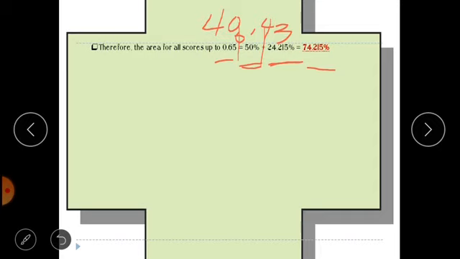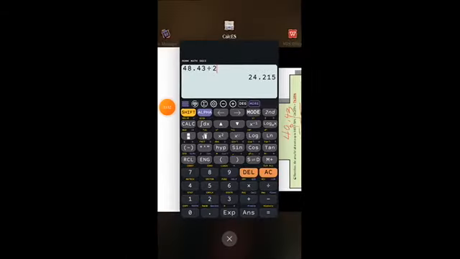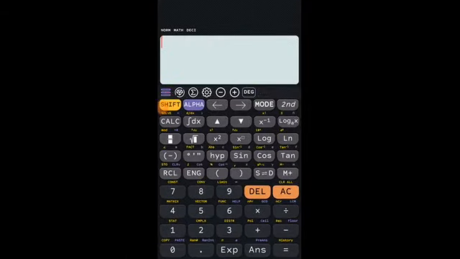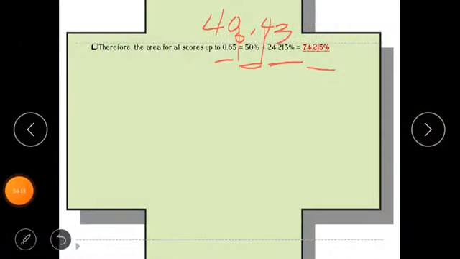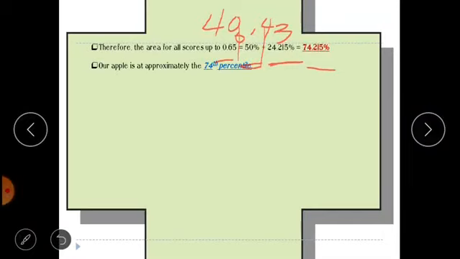So, para mapatunayan natin, punta tayo sa calculator ulit. So, 50 plus 24.215 is equal to 74.215. So, tama ba yung answer? Yan, 74.215%. Kaya, yung apple natin is approximately 74%.